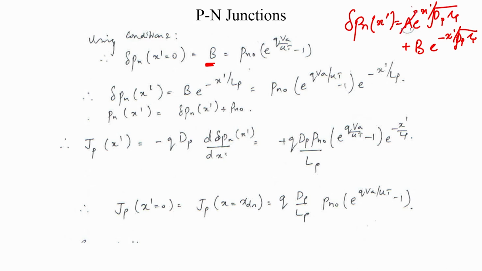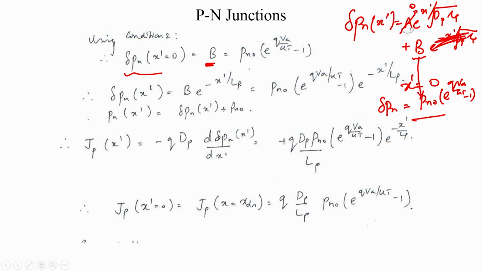We saw that A has to be 0 because of the long base approximation, but we need to find out what B is, and for finding B we are going to use this condition that at x dash equal to 0, my delta Pn is equal to Pno into e to the power QVa by kT minus 1. So, that is my value. So, I substitute x dash equal to 0, that makes this term 1, and therefore B is equal to this particular term here. That is exactly what is mentioned in that equation. And therefore, my complete expression for delta Pn of x dash is this particular term, which is this.